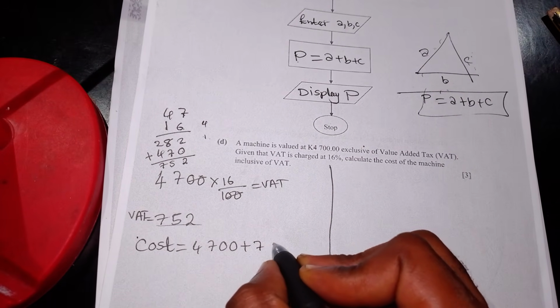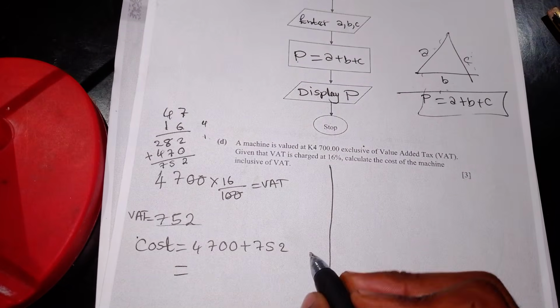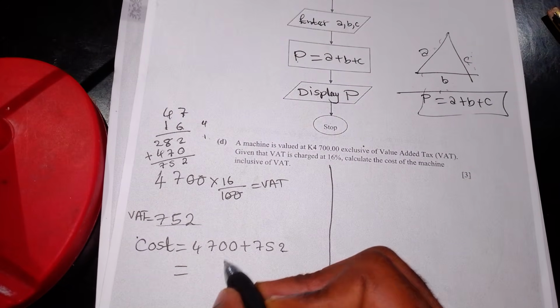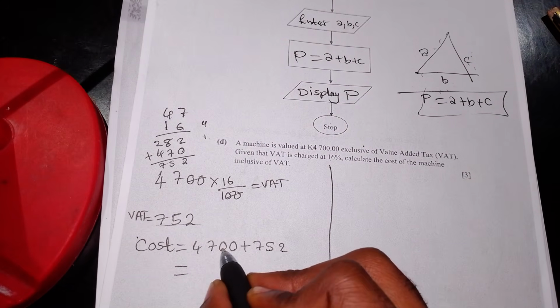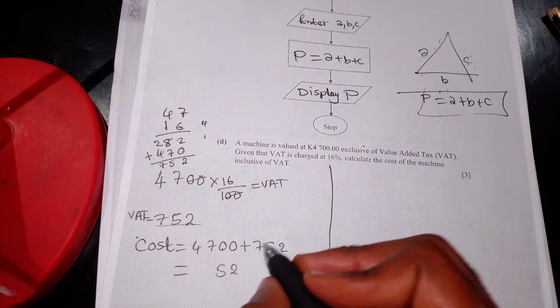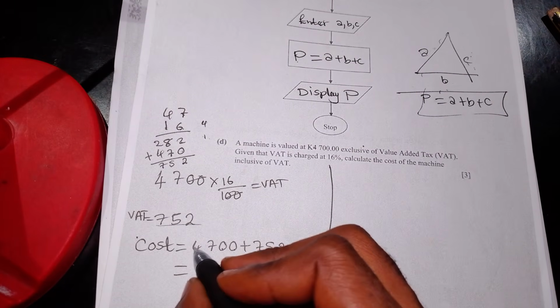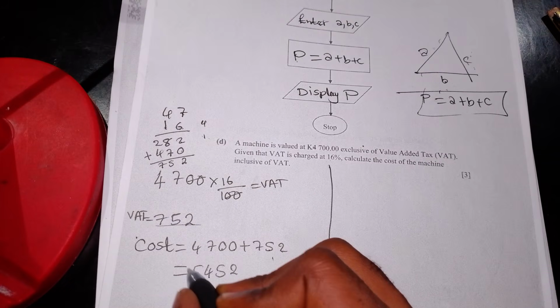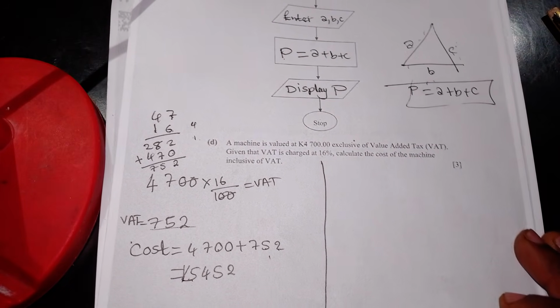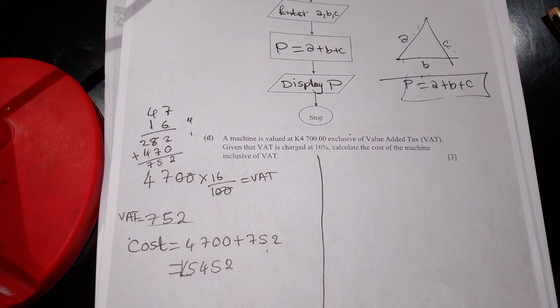4700 plus 752. So I can just say 2 plus 0, we have a 2. 5 plus 0, we have a 5. And then 7 plus 7, we have 14. And then this one plus that, we have this. So this is one method you can use.